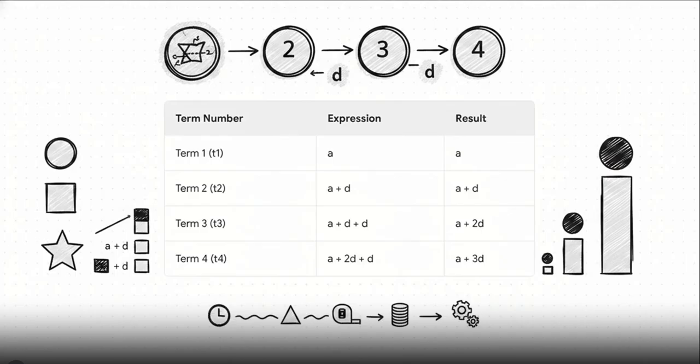And this table right here brilliantly illustrates how we build the progression mathematically. Let's call our very first starting number A. To get the second term, we just take A and add our difference, D. For the third term, we take that new result and add D again, so we get A plus 2D. For the fourth term, it's A plus 3D. Do you notice the pattern there? The number attached to D is always exactly 1 less than the term number you're looking for.